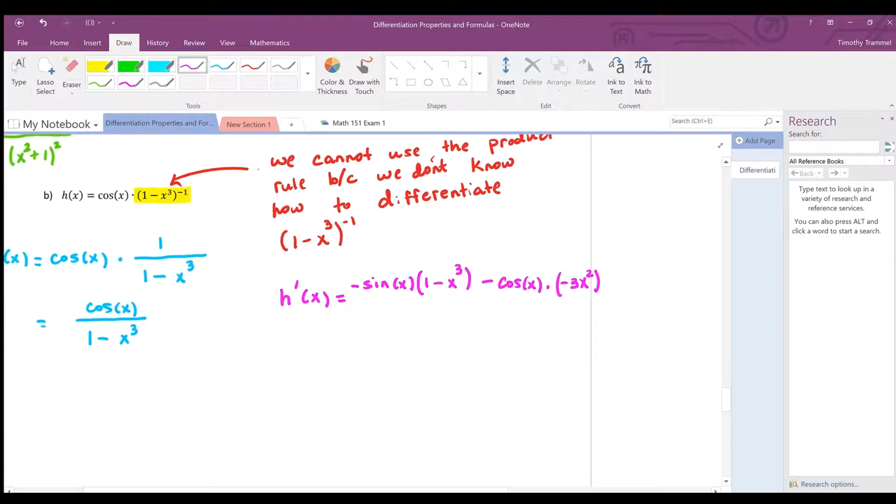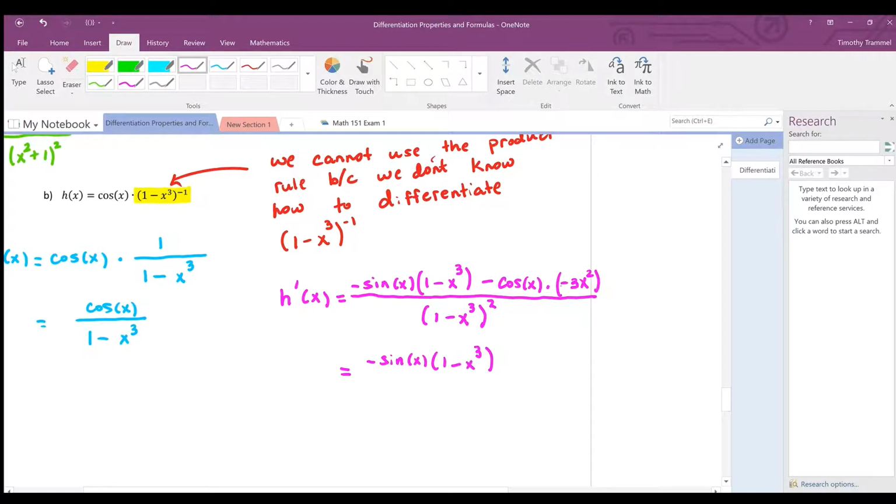And then this is all over the denominator squared, which was 1 minus x cubed. Okay. Let's do a little bit of simplification, and we really don't have much to do here. I'm going to leave this minus sine of x times 1 minus x cubed. I'm just going to leave it as is.